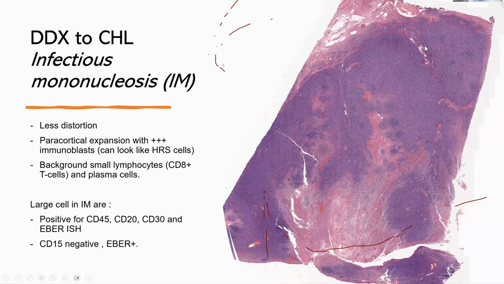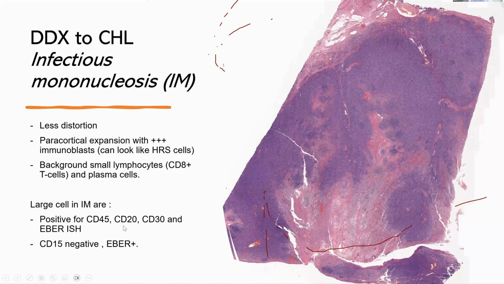What you can see is how you can differentiate between this and Hodgkin lymphoma. There will be less distortion of the overall architecture, and you can still see the follicles, slightly regressed, but you can still see them. You can also see necrosis, as well as some fibrosis, but not thick fibrosis. The paracortical expansion will have immunoblasts, and sometimes they can look like HRS cells. So these are the cells that you need to differentiate. In the background, there will be small lymphocytes, usually CD8 cells, and some plasma cells.